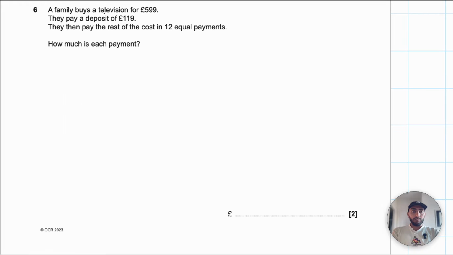Question 6. A family buys a television for £599. They pay a deposit of £119. They then pay the rest of the cost in 12 equal payments. How much is each payment? So we're trying to find the price of each payment.